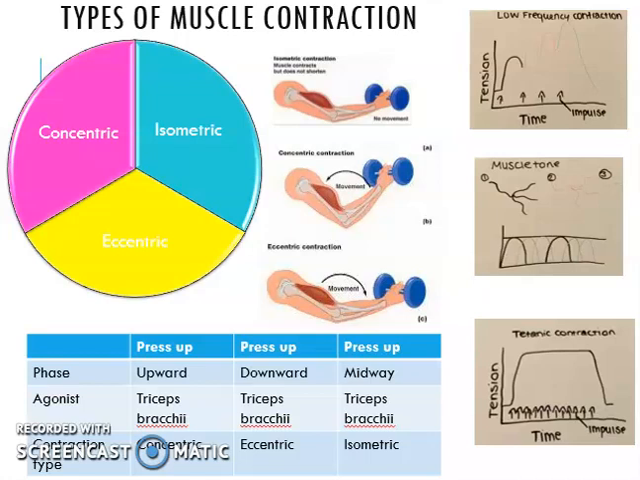There are three types of muscle contraction, which are isometric, concentric, and eccentric. In isometric contraction, it is where the muscle contracts, but the muscle's length does not change. Iso means same and metric means length. Therefore, isometric muscle contraction is same length contraction.